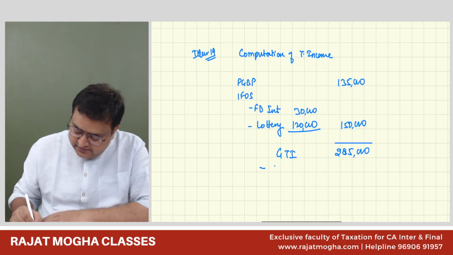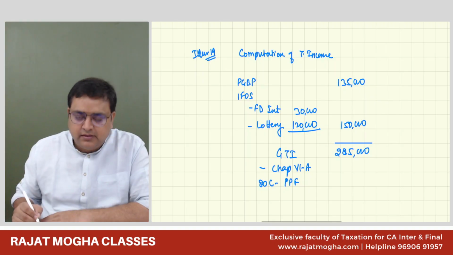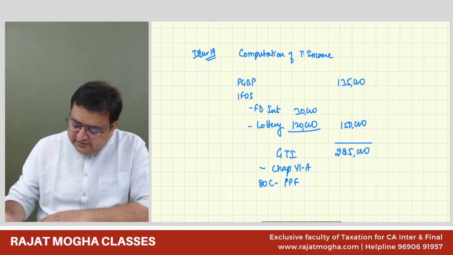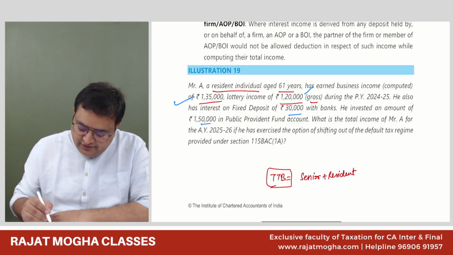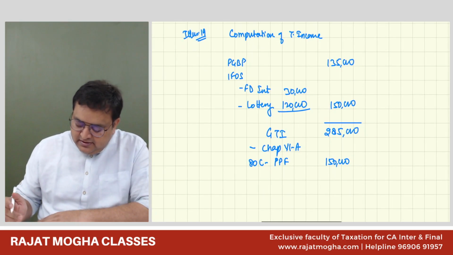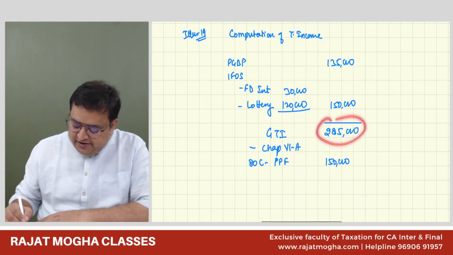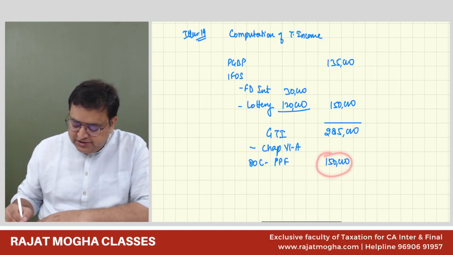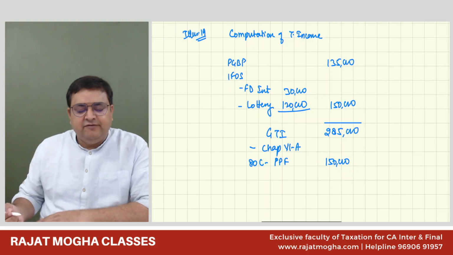Minus Chapter 6A. 80C, PPF. How much is he depositing? He is depositing 1,50,000 in PPF. Guys, will you be able to give 1,50,000 reduction under 80C? Yes, sir. My GTI is 285, but can we give 150 deduction in PPF? See, in 80C, 150 is allowed.